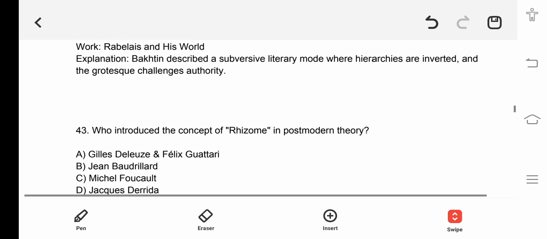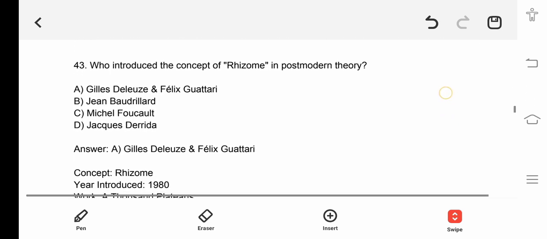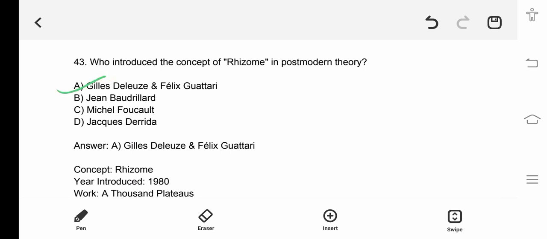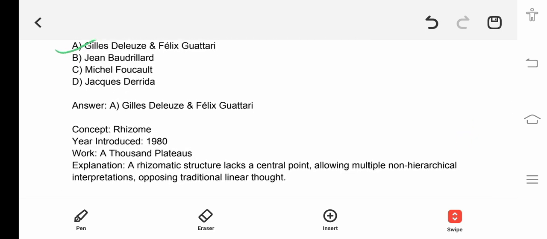Next question. Who introduced the concept of rhizome in postmodern theory? This concept was given by whom? Any idea? Okay, let's see the answer. The correct option is option A, Gilles Deleuze and Felix Guattari. This concept was introduced in 1980 in the work A Thousand Plateaus. A rhizomatic structure lacks a central point, allowing multiple non-hierarchical interpretations and opposing traditional linear thought.